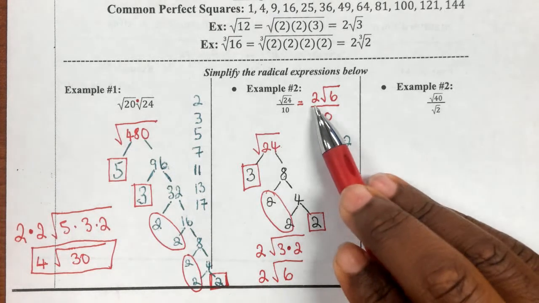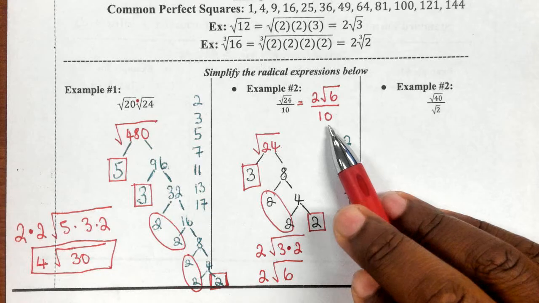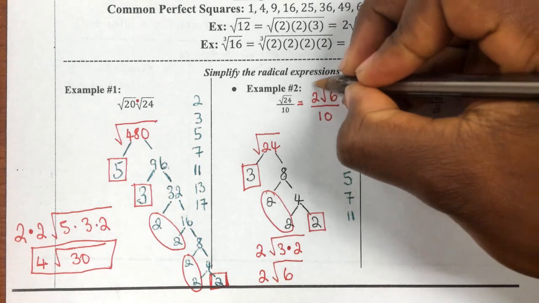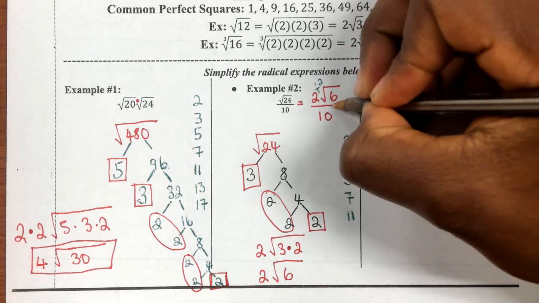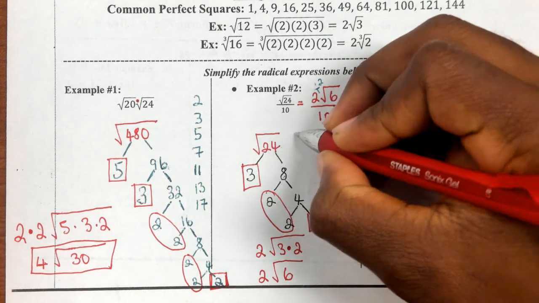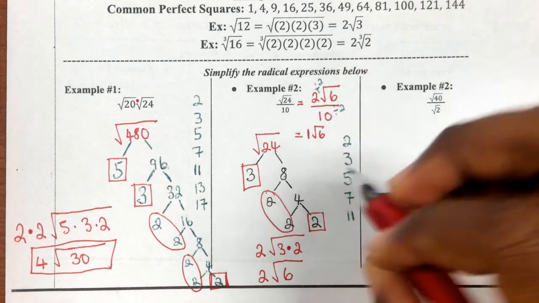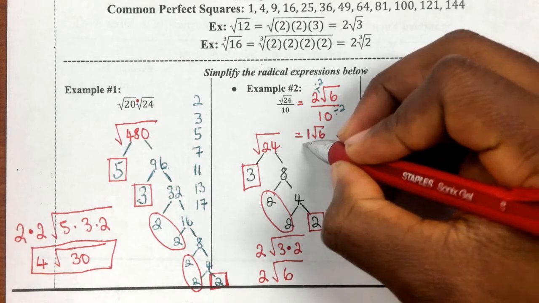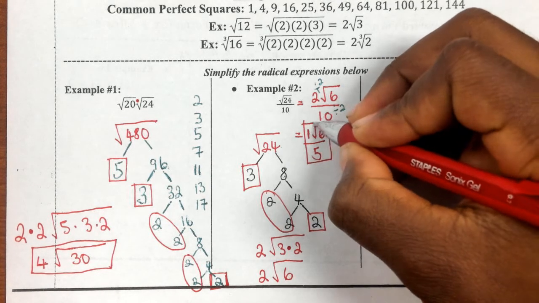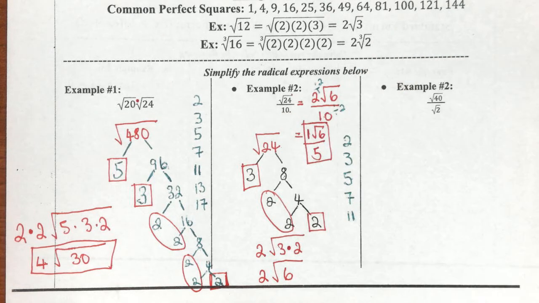But can I still divide 2 by 10? No, alright? But I can simplify them, because both 2 and 10 are divisible by 2, okay? So 2 divided by 2 leaves me with 1, and I rewrite the square root of 6. 10 divided by 2 leaves me with 5. And this would be the answer for what is square root of 24 divided by 10.